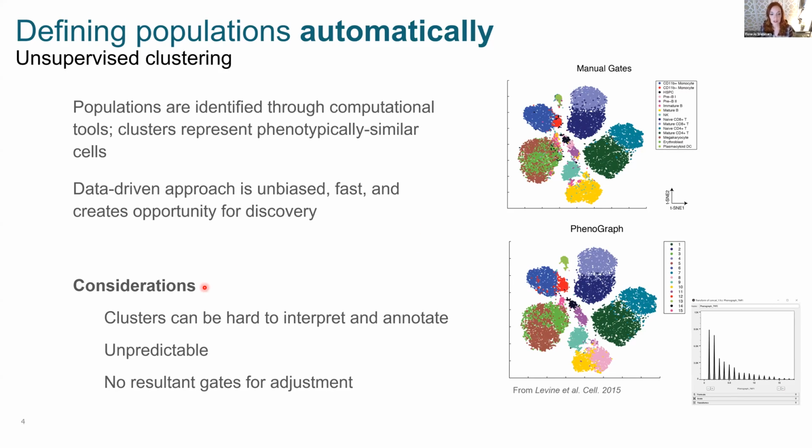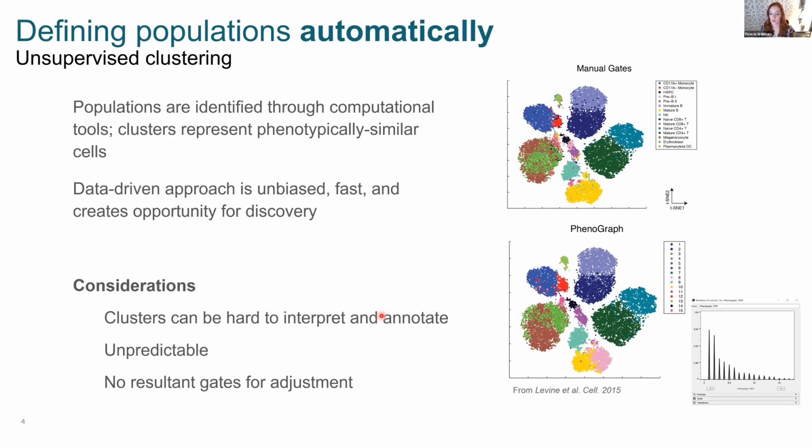Now, considerations for unsupervised clustering, and this is for any unsupervised clustering tool, not just Phenograph. Sometimes the clusters can be hard to interpret and annotate, right? If you have a really large panel of say 30 to 40 colors, those 30 to 40 parameters have all been considered in the formation of that cluster. And so you may get combinations of markers that don't make sense initially. These clusters have just been identified as informatically different from the other clusters, but that doesn't mean that they're going to be straightforward for interpreting the biology.